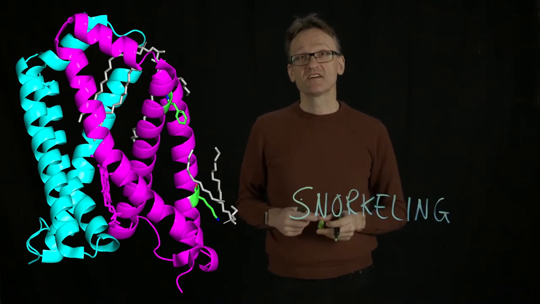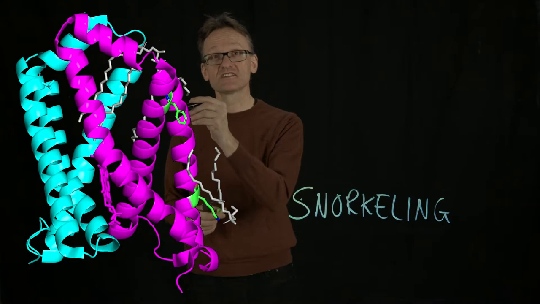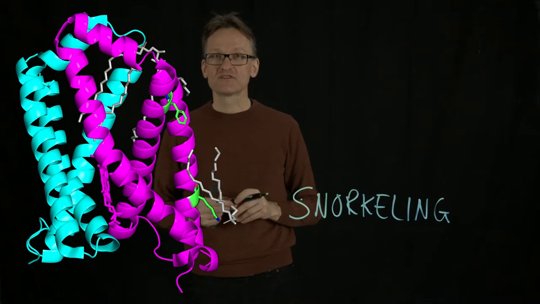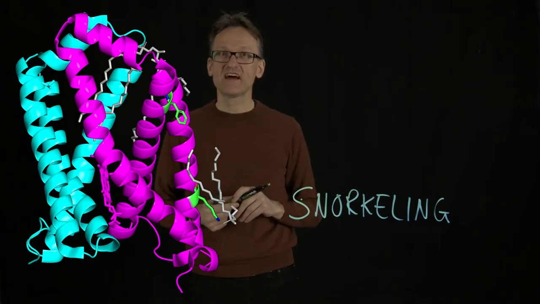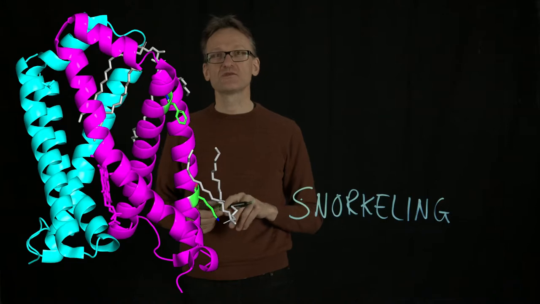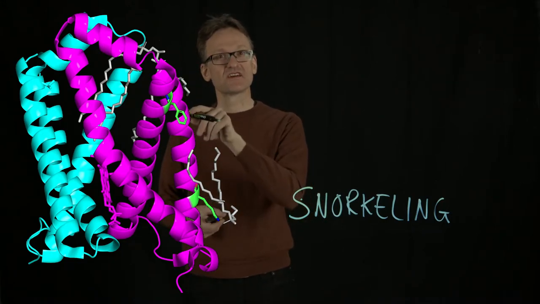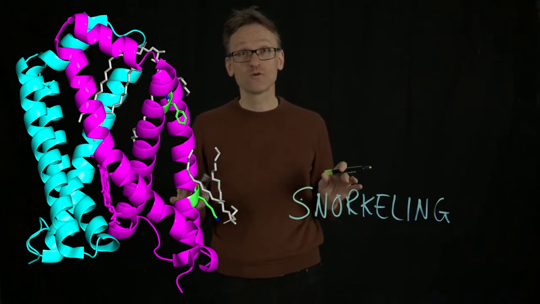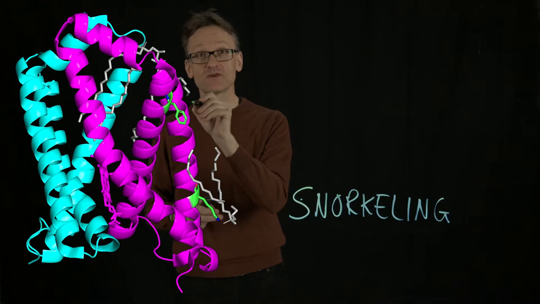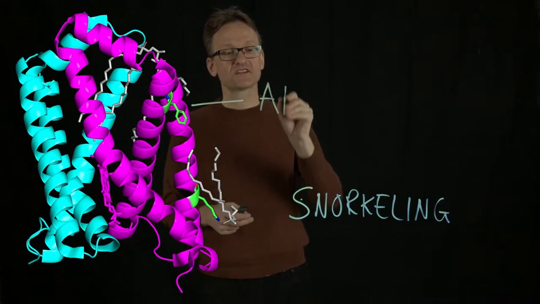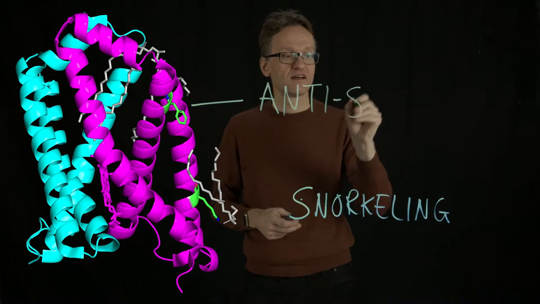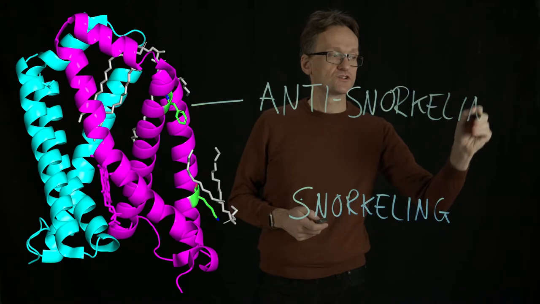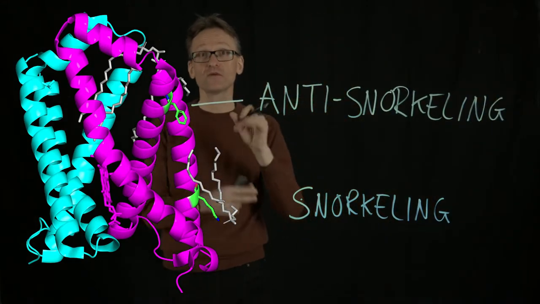But we have another side chain up here. Do you see what this side chain does? This is an aromatic ring. It's a phenylalanine. So it's a hydrophobic aromatic residue. But this one is pointing in the opposite direction, which makes sense. This is something that is purely hydrophobic. It will definitely only want to interact with the lipid chain. So this particular residue, we say that it is anti-snorkeling.